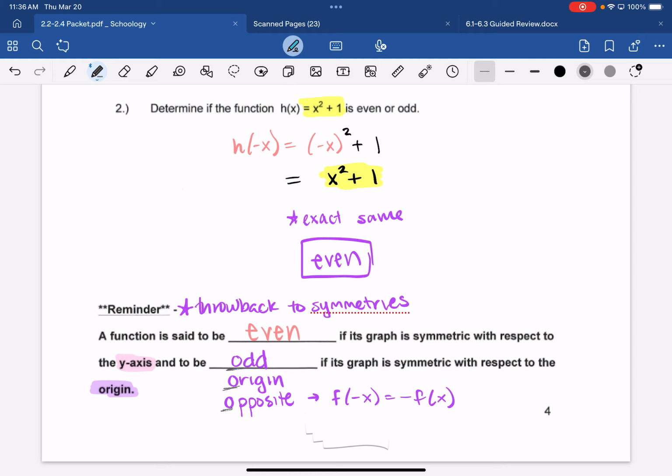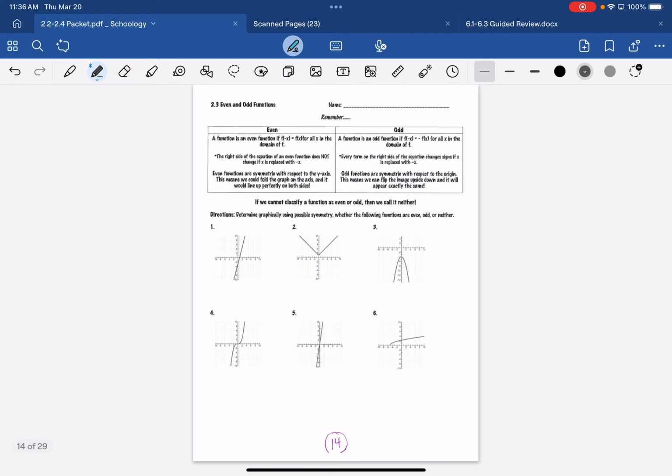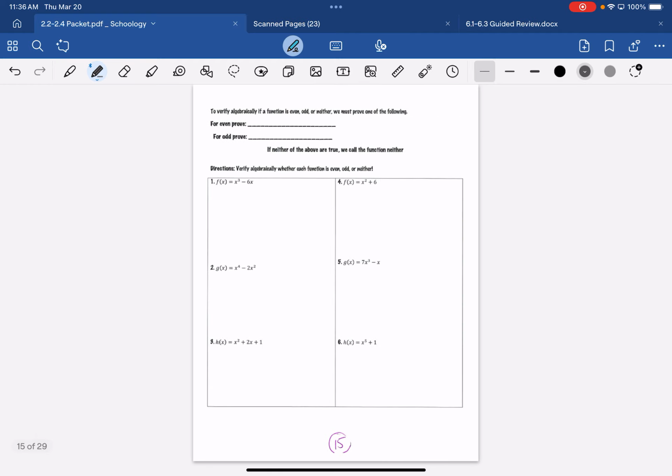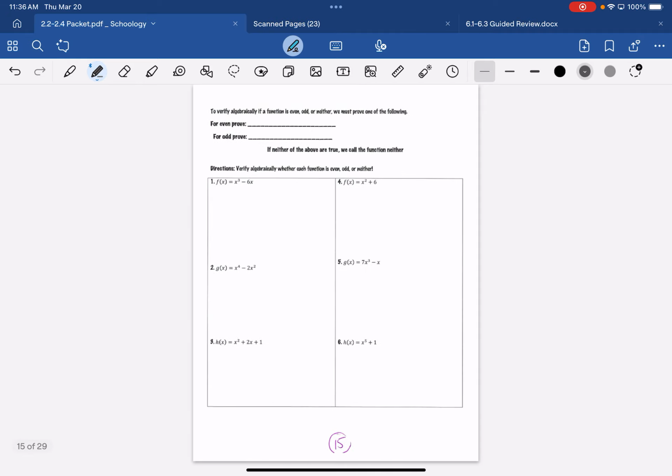All right, like I said, this is what we're going to practice today. So in your packet, we've got 2 pages, 14, 15. They shouldn't take you long. Okay? Looking at 14, this is where you're really going to use, okay, where is it symmetric about? The y, the origin, or neither. Okay, that's how you're going to tell me if it's even or odd. Page 15 is where you're going to test it algebraically. So this is where you're plugging in the negative x.